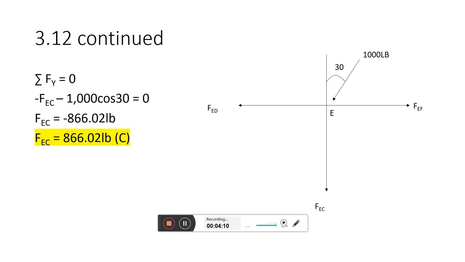So solving for EC, which is right here, we have to take the sum of all the y forces. So negative EC, because it's going down, minus 1,000 cosine 30 equals 0. Isolate EC on one side, and you get 866.02. And again, because that's positive, it's under compression.